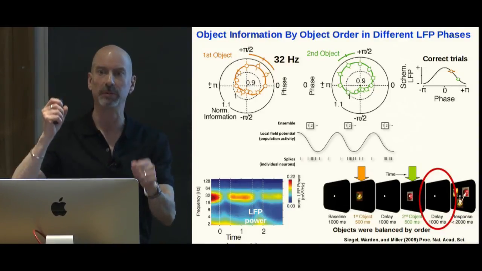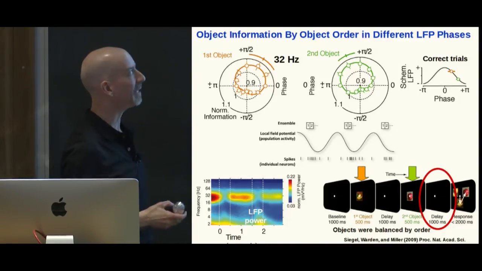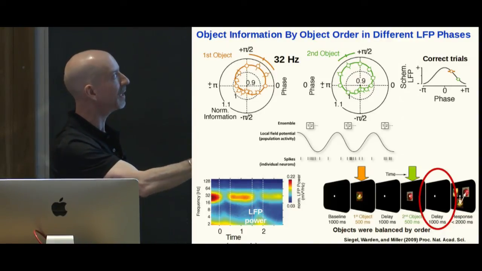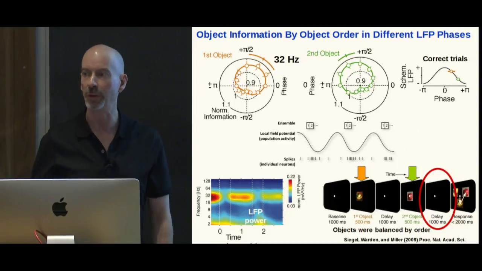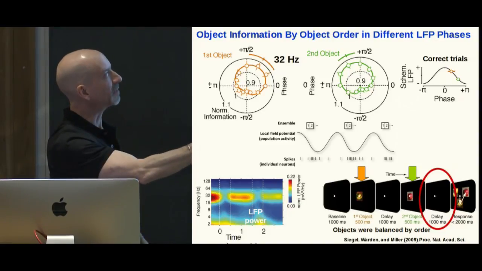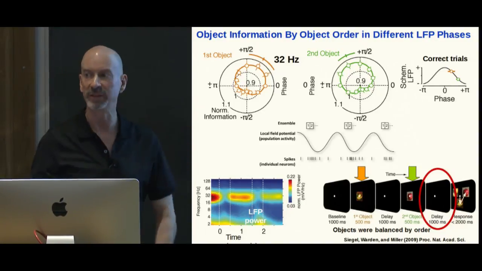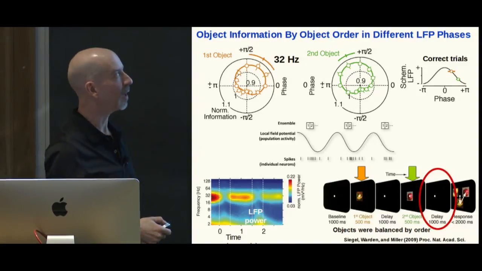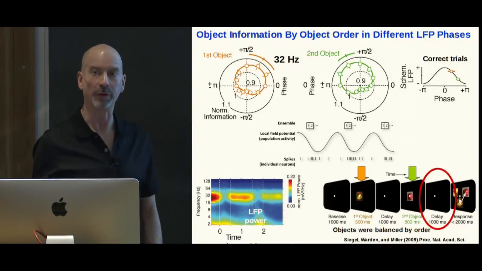So it's 1, 2, 1, 2, like that. And what that means is that there's an explicit code here in the brain of the order of the two objects. The first object is always after the pause, and the second object is always after that. So this may provide a way for the brain to actually order thoughts.